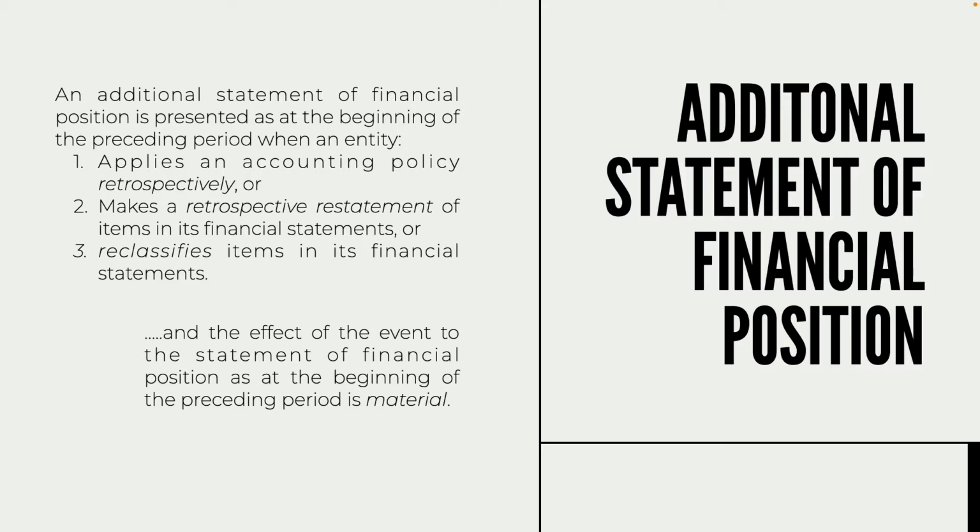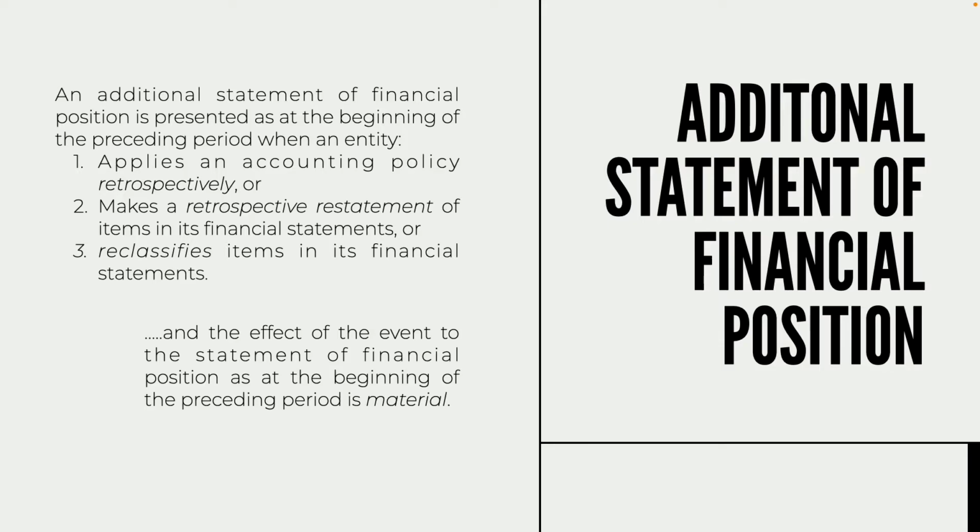So, overall, the effect of the event on the statement of financial position as at the beginning of the preceding period is material. Again, that is the very reason why we have this one, because these particular instances, 1, 2, 3, are material. Since it is material, what do we mean by material? It really affects the decisions of the user. So, since it affects the decisions of the users, we must present that in our financial statement.